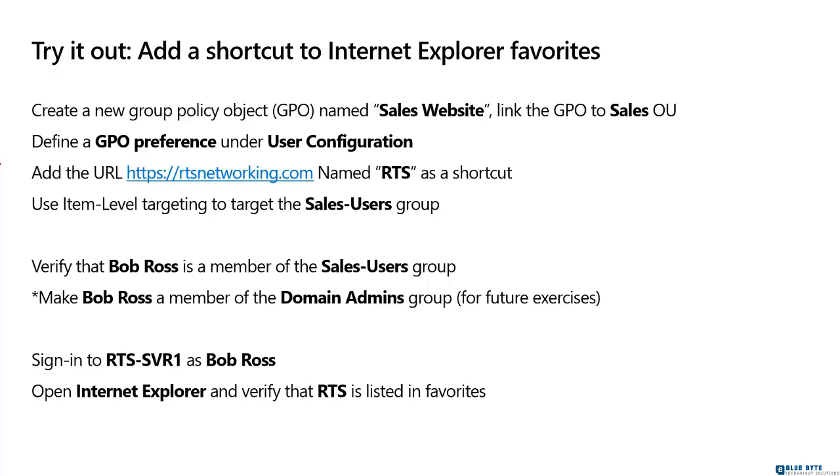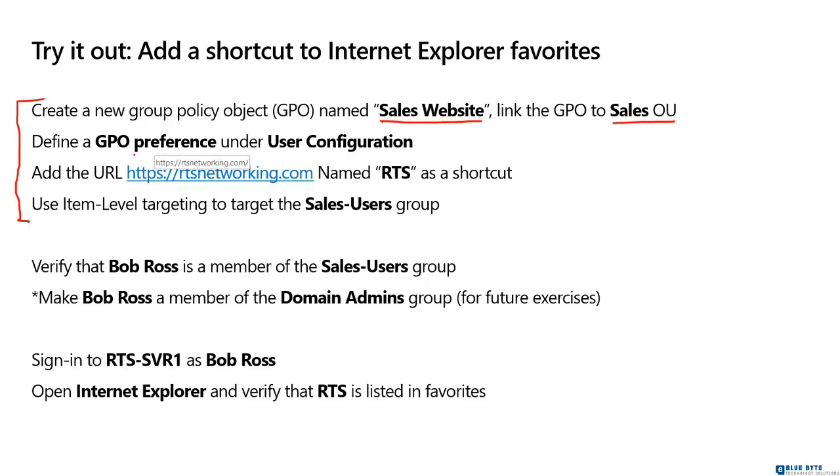In this try it out example, which you can follow along with, I'm going to add a shortcut to my Internet Explorer favorites. Now, a few things have to be done in group policy. The first thing I'm going to do is create a new group policy object, and I'm going to name it Sales Website. I already have an OU named Sales, so I'm going to link that GPO to the Sales OU.